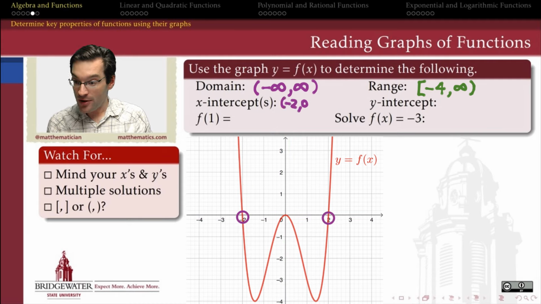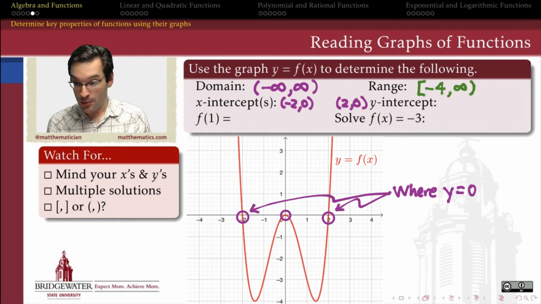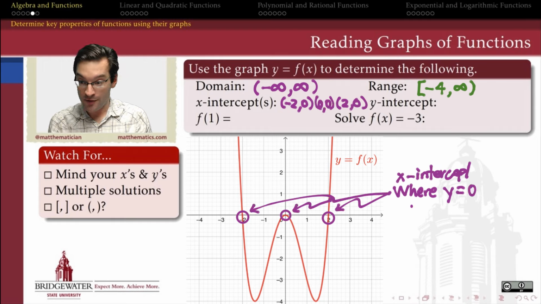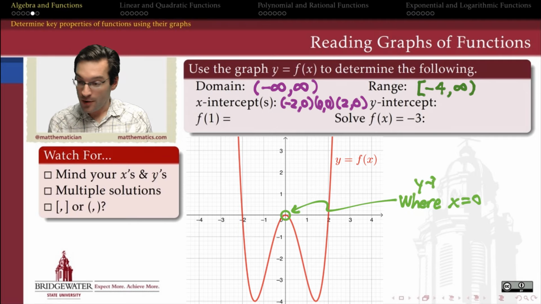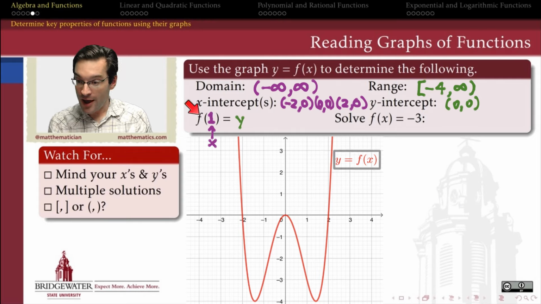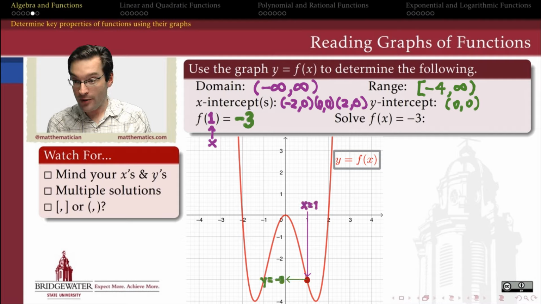The x-intercepts are the places on a graph where y is equal to 0. I can read those directly off of my graph right here. X equals -2, x equals 0, x equals +2. The y-intercept is the place where x is equal to 0, which I can read off of this graph is the point (0, 0). If I want to know what the value of f of 1 is, I'm asking for the value of y when x is equal to 1. I can find that by going to 1 on the x-axis and reading off the corresponding y value of the point on the graph. In this case, that's -3.